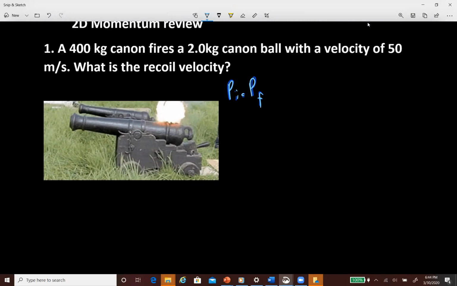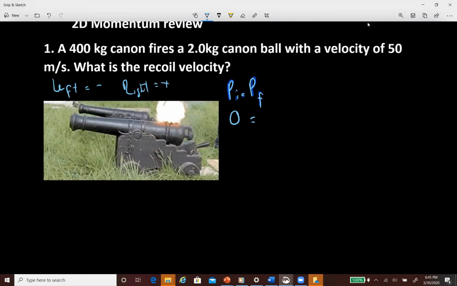So the initial momentum is 0. Why is it 0? Because before the explosion, the cannon and the cannonball are not moving. So initially, the momentum is 0. Now, after the explosion, the cannonball is traveling at 50 meters per second. Looking at this picture, say it's going to the left. We'll make the left negative, and we'll say the right is positive.